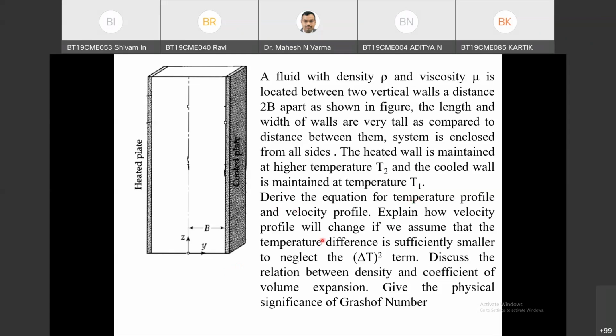Derive the equation for temperature profile and velocity profile and explain how velocity profile will change if we assume that the temperature difference is sufficiently small. Okay, if delta T is smaller, then what will be the velocity profile? Discuss the relationship between density and coefficient of volume expansion, give the physical significance of Grashof number. When we convert velocity profile equation into dimensionless form, you will get a Grashof number. So you need to discuss the physical significance of Grashof number. Just take out all the information.